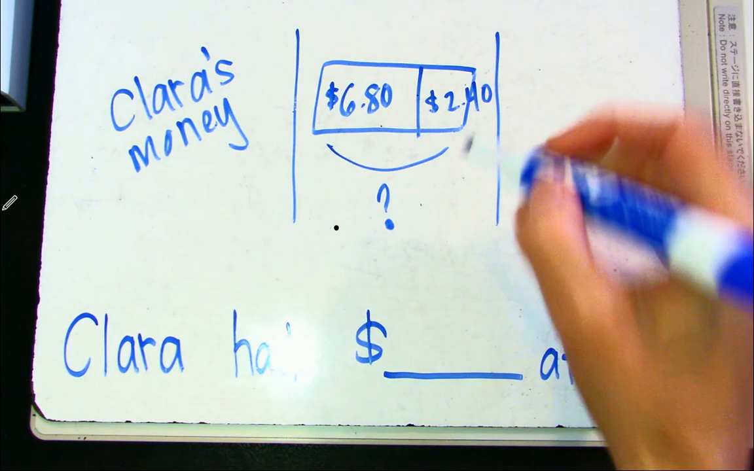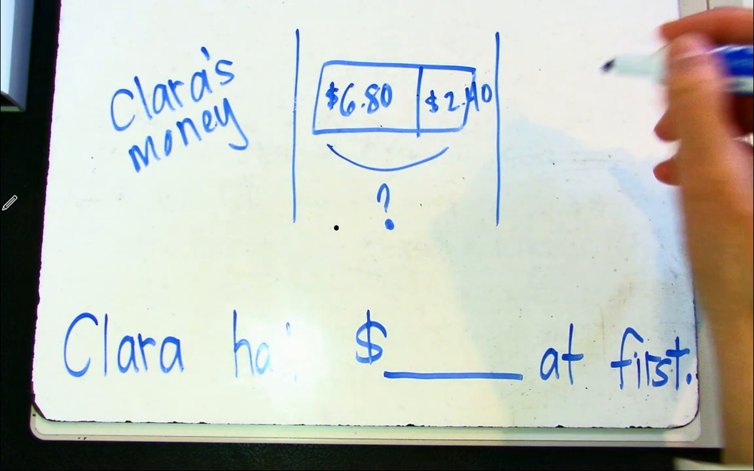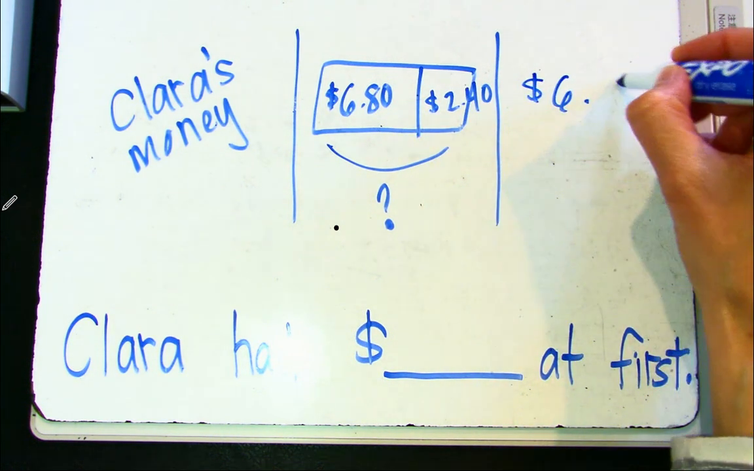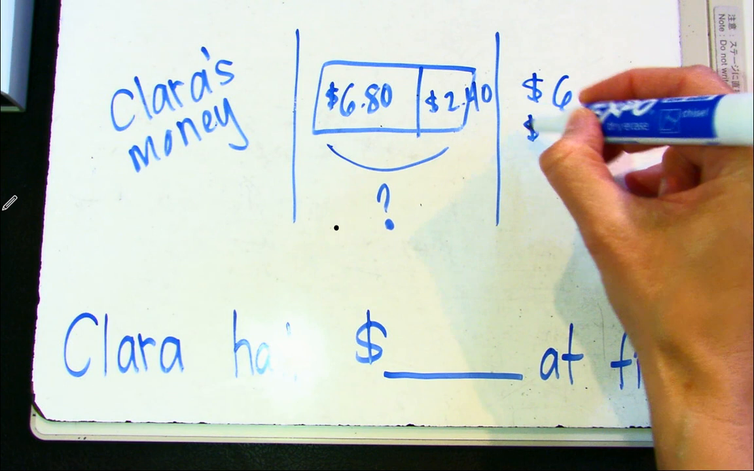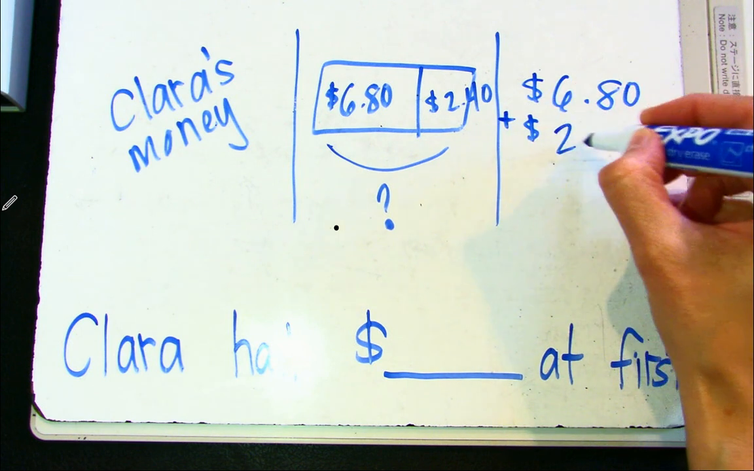So we're going to add, because we have 2 parts and we want to find the whole. So over here to the side, we can add these 2 amounts.